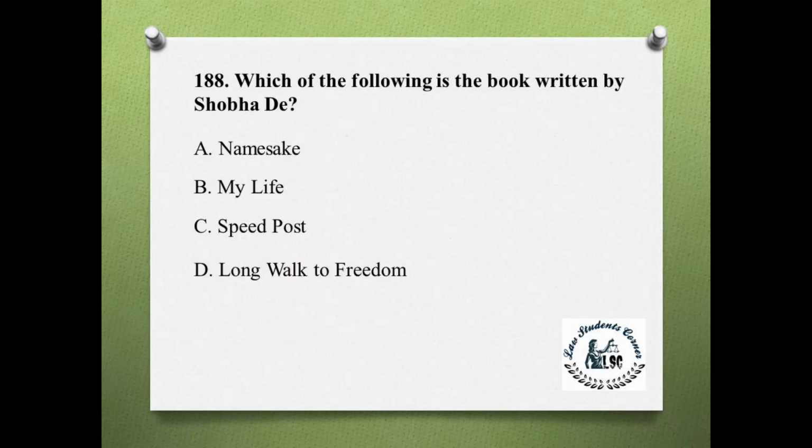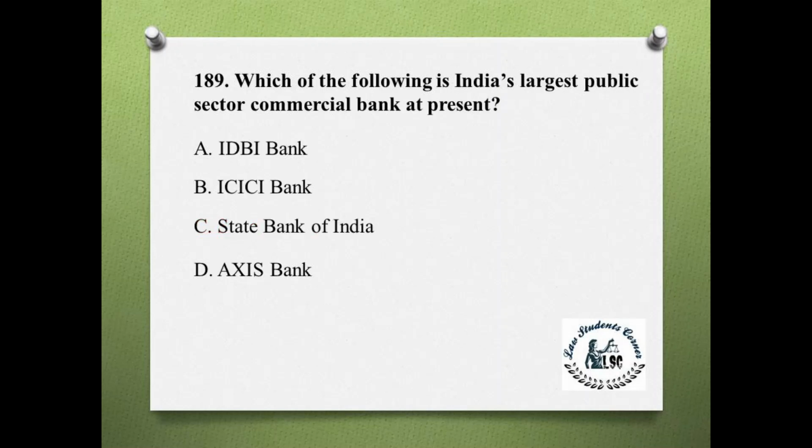Question number 188. Which of the following is the book written by Shobha De? Option A Namesake, option B My Life, option C Speed Post, option D Long Walk to Freedom. Correct answer is option C Speed Post. Question number 189. Which of the following is India's largest public sector commercial bank at present? Option A IDBI Bank, option B ICICI Bank, option C State Bank of India, option D Axis Bank. Correct answer is option C State Bank of India.